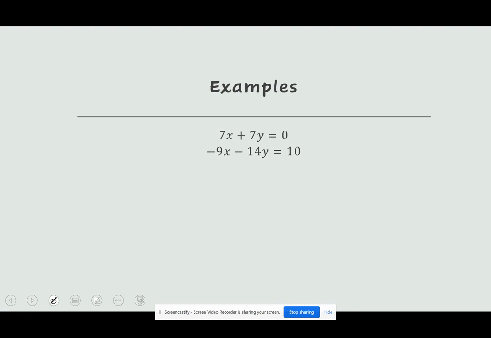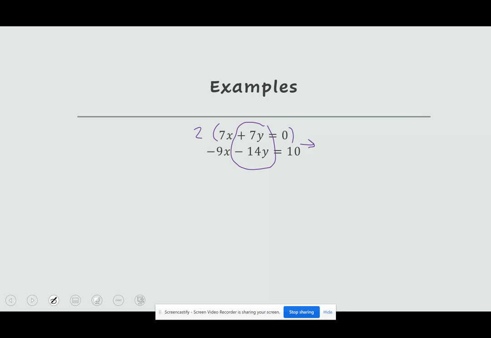Here's another example. In this one, I notice none of my coefficients are the same, so I'm going to need to multiply at least one of my equations. Just looking at this, I notice that we have 7y and negative 14y. Well, 7 times 2 gives me 14, and they're opposite signs, so I think I'm going to multiply that top equation by 2.